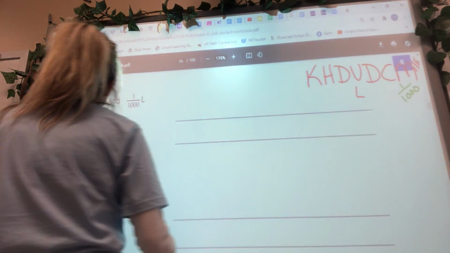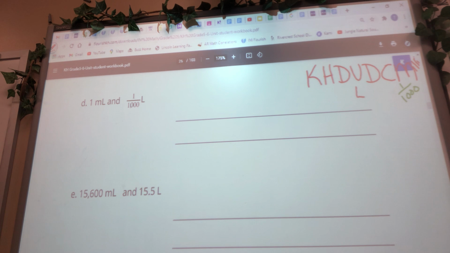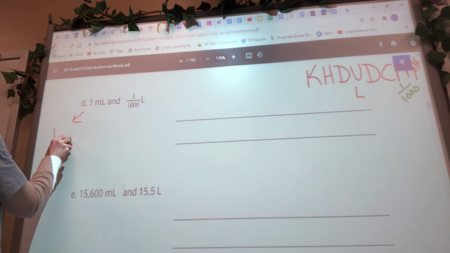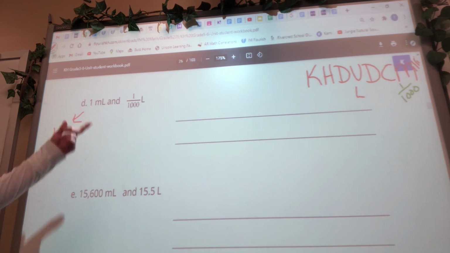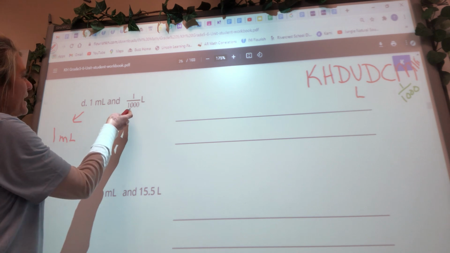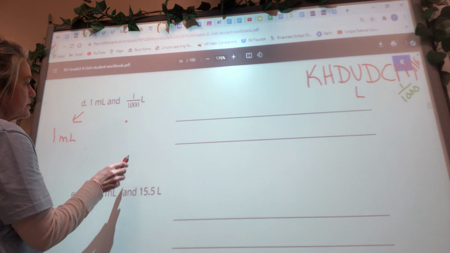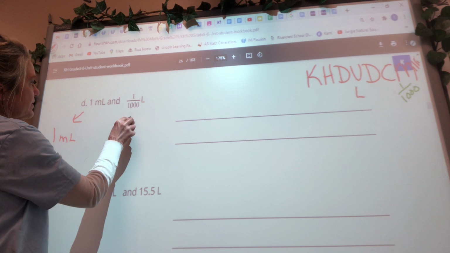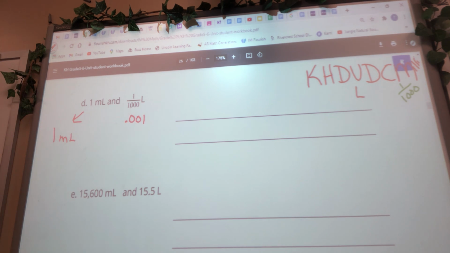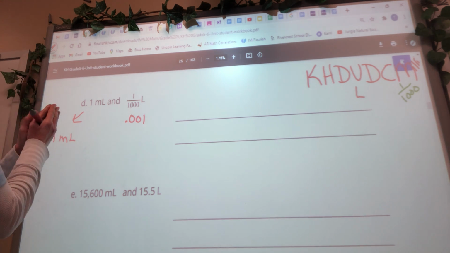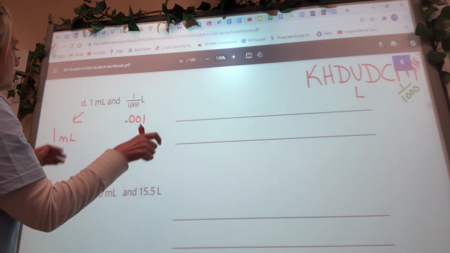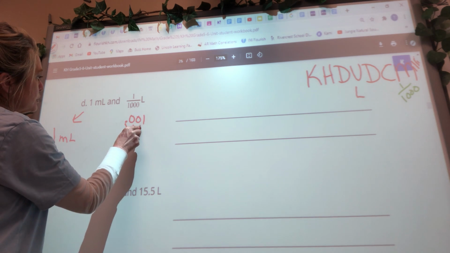Okay, 1 milliliter versus 1,000th liters. So we have our 1 milliliter. If we convert this, well, first we have to get it in a decimal so that we can move our decimal, don't we? So 1,000th. Thousandths is 1, 2, 3 place values, so that's the same as 1,000th. And if we're going from liters, our base unit, to milli, that's 1,000th. That's 1, 2, 3 multiples of 10. 1, 2, 3.